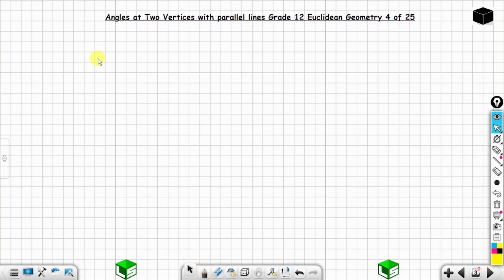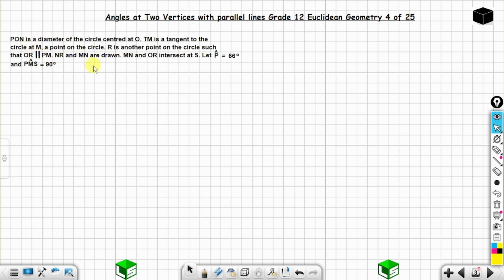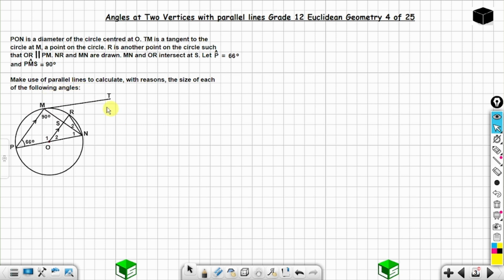Okay, now we are going to use what we have seen from the previous slide. So this is the question that you are given. You can pause the video and read the question. Make use of parallel lines to calculate with reasons the size of each of the following angles. Question 1, question 2, question 3.